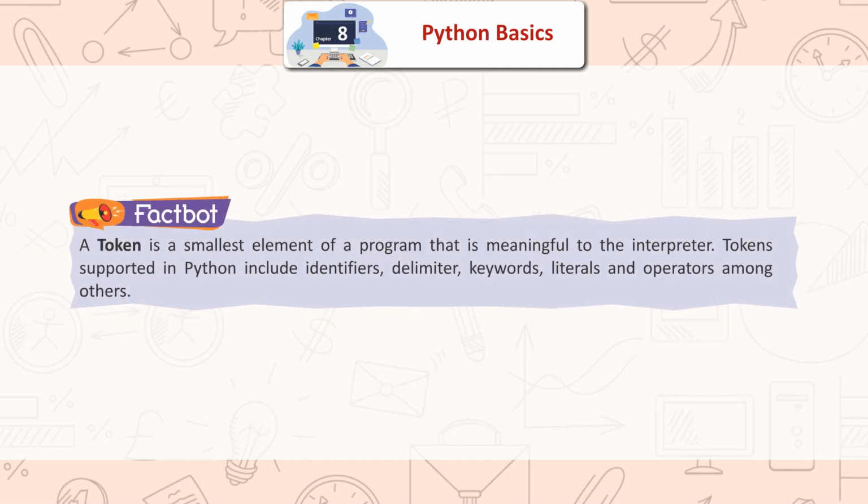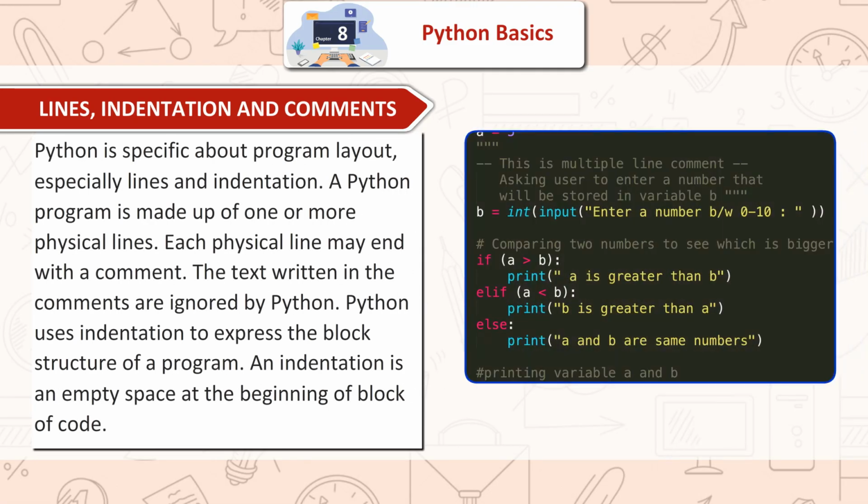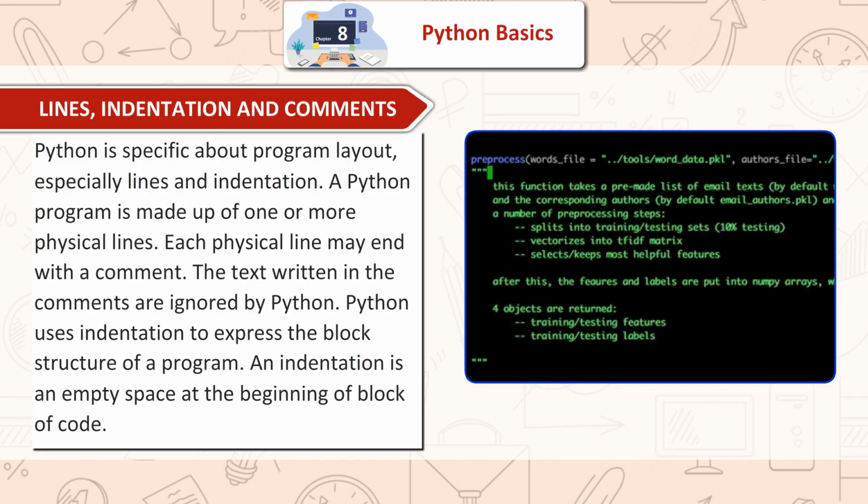FactBot. A token is the smallest element of a program that is meaningful to the interpreter. Tokens supported in Python include identifiers, delimiters, keywords, literals, and operators, among others. Line, indentation, and comments. Python is specific about program layout, especially lines and indentation. A Python program is made up of one or more physical lines. Each physical line may end with a comment. The text written in the comments is ignored by Python.